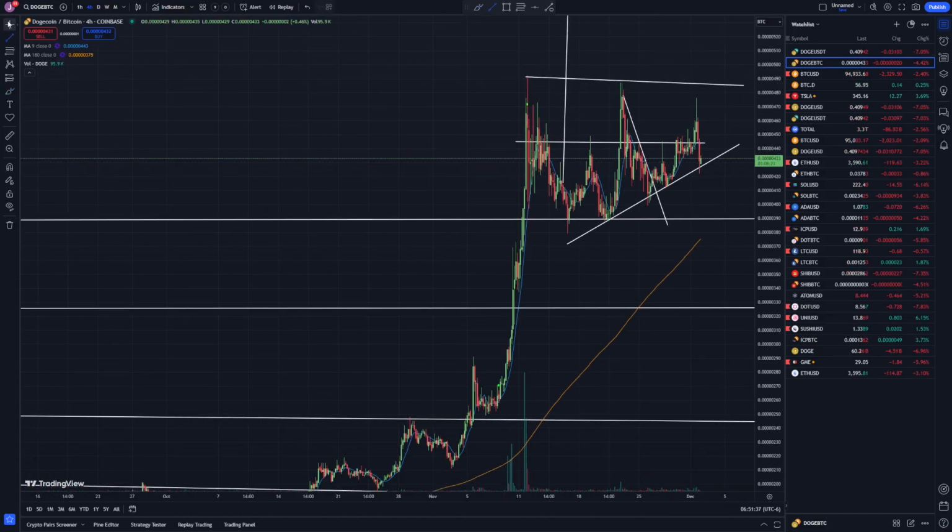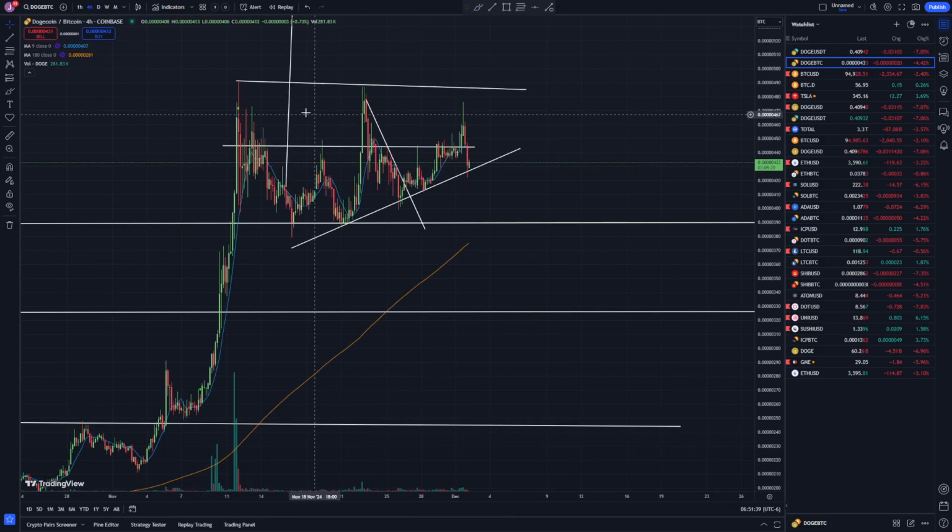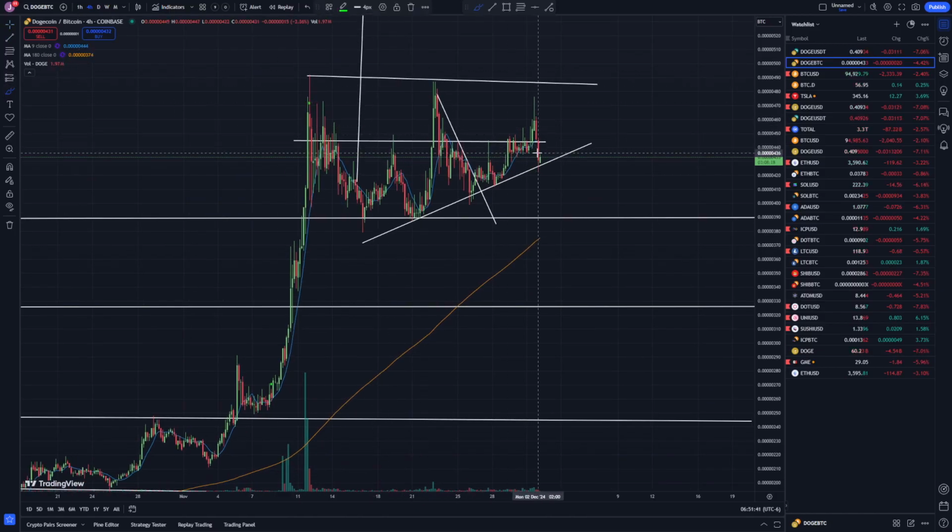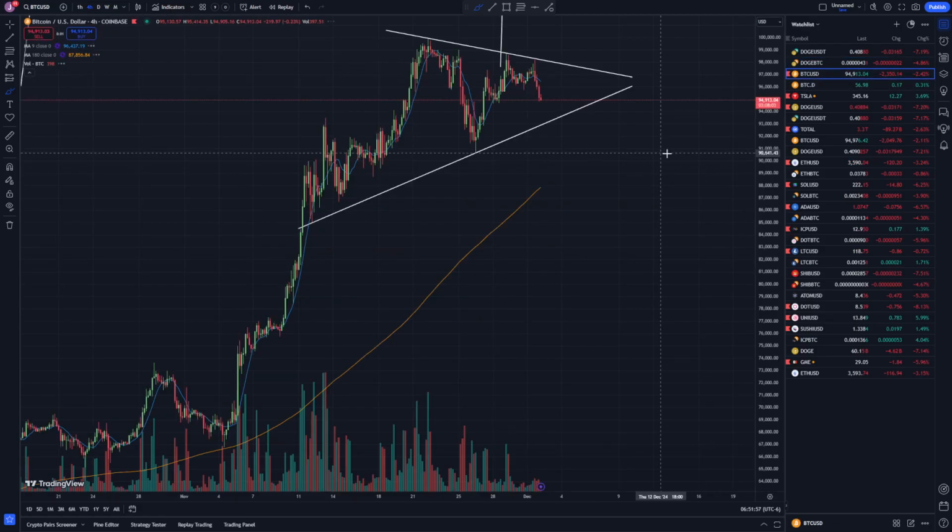If we start breaking to the downside of these lines, like let's say we break this line going down, that helps the bearish scenario. Let's say we break this line going down to the downside, that also helps the bearish case, or the bearish argument, should I say. So yeah, let's check out Bitcoin real quick.